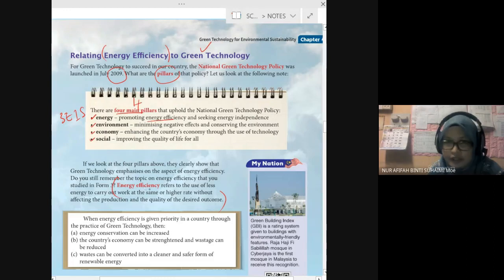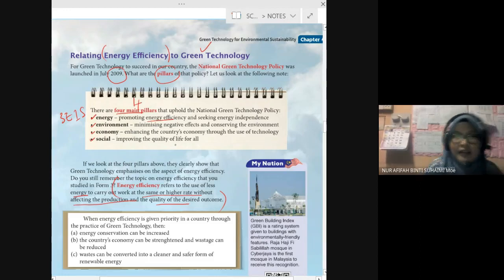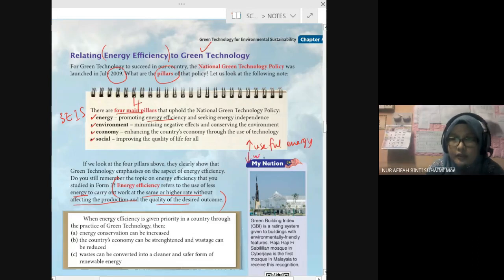Okay, if you look here, energy efficiency refers to the use of less energy. We only use less energy. Kita guna sedikit sahaja tenaga, to carry out work at the same or higher rate without affecting the production and the quality of the desired outcome. Panjang sangat dia punya maksud ni. Okay, energy efficiency sebenarnya dia hasilkan useful energy, more useful energy is produced rather than waste energy.